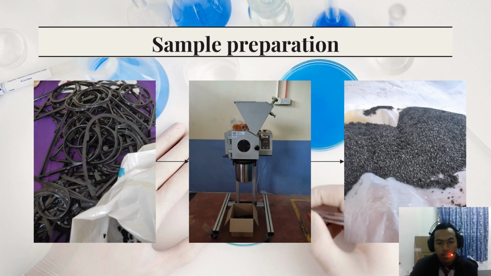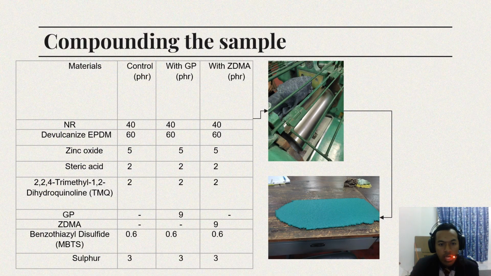For the sample preparation, we begin by grinding the raw EPDM into small pieces with larger surface area in order to easily combine at the mixing process. As we can see in the table, the control EPDM was compounded with materials such as natural rubber, devulcanized EPDM, zinc oxide, citric acid, TMQ, MBTS and sulfur using a 2-roll mill. We add each material in the order of the table, then repeat with GP and ZDMA.